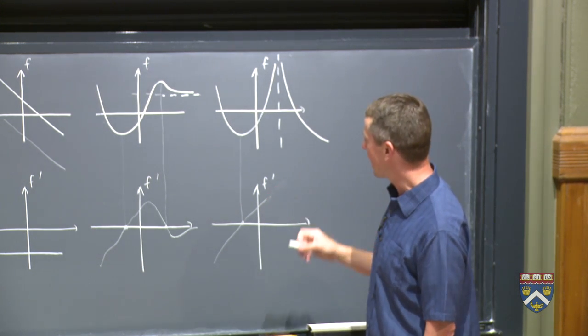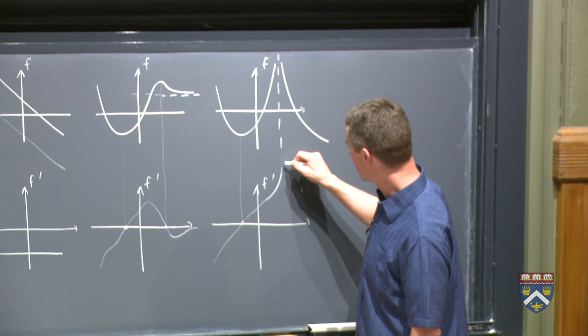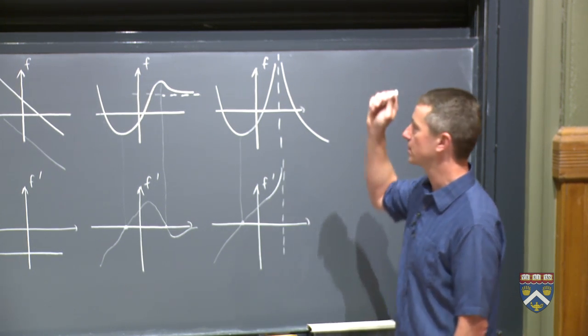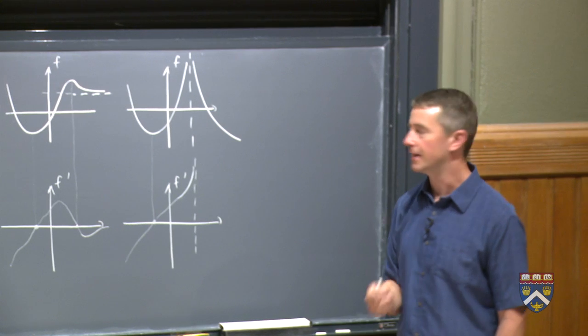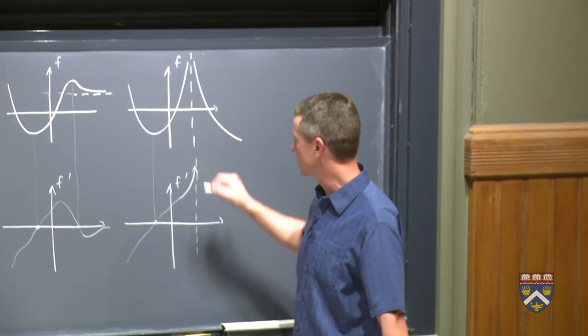So this cannot happen. What must happen instead is that f prime must also have a vertical asymptote going up and up and up forever. There's no other possibility. If f has a vertical asymptote, f prime has to have a vertical asymptote as well.